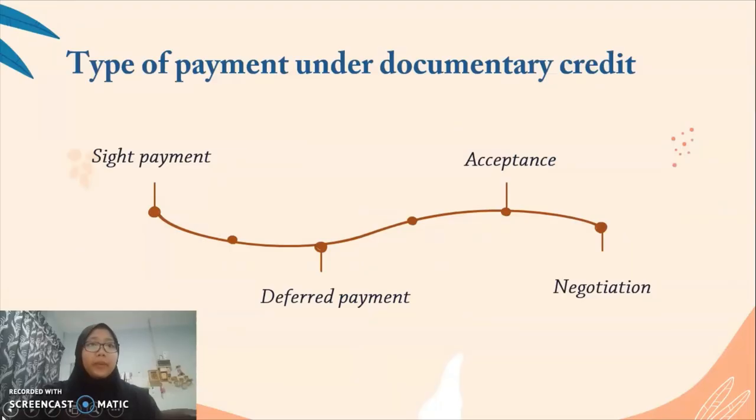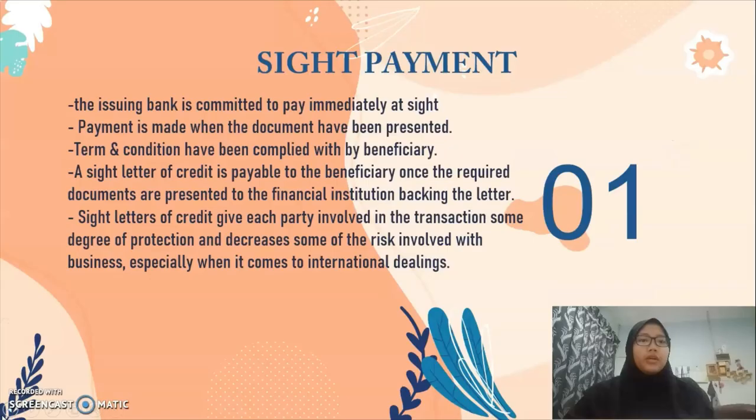So now I will continue to present about payment and reimbursement in documentary credit. There are four types of payment under documentary credit. The first one is sight payment, second is deferred payment, third is acceptance, and the last one is negotiation. Now I'm going to explain about sight payment.